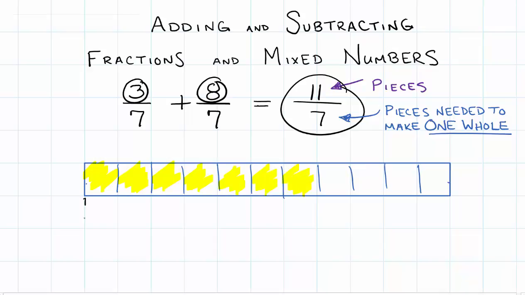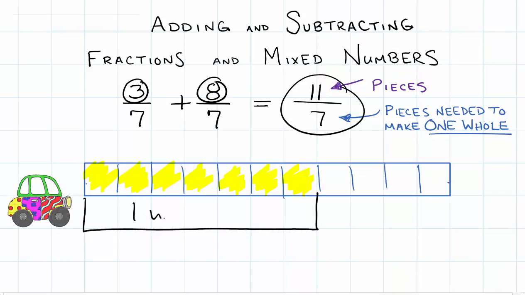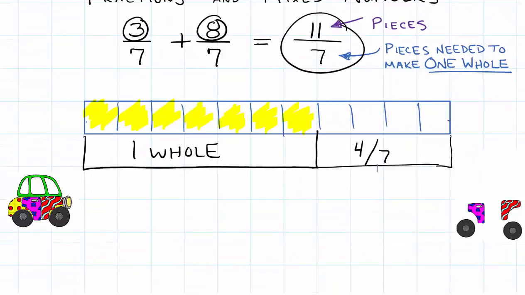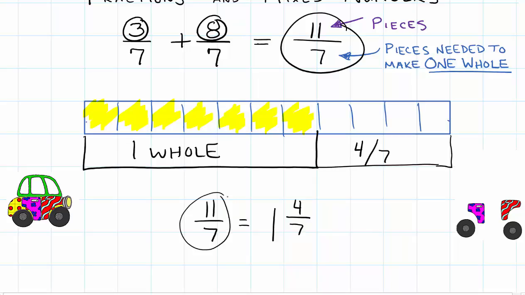This right here is going to allow me to create one whole. And in this case, it's going to be one whole car. Now, how many pieces do I still have left over? I don't have enough to make another whole car, but I have 4 pieces. And that would be 4 out of 7 that we need in order to make another car. So we would say in this case that 11/7, the improper fraction, is equal to 1 whole and 4 pieces out of 7 pieces that we actually need to make another whole. And this is taking an improper fraction and changing it into what we call a mixed number.